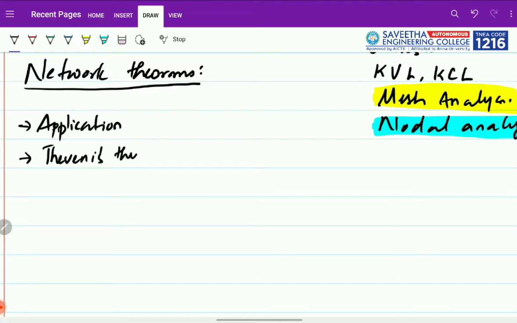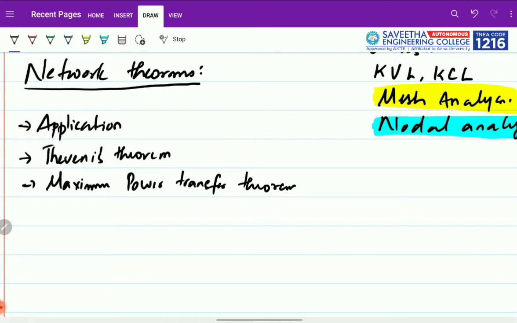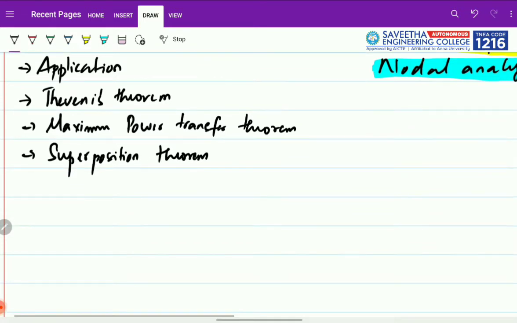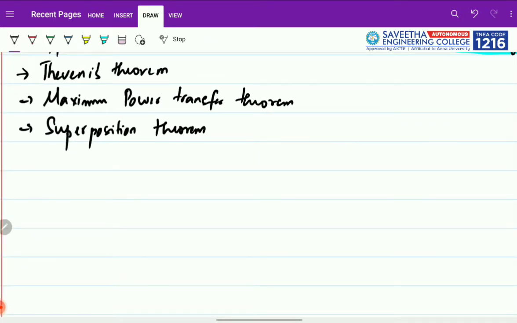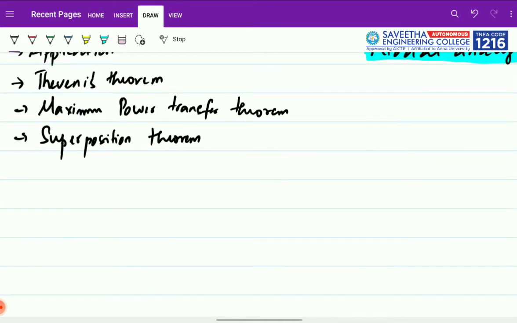Thevenin's theorem, the other one is maximum power transfer theorem. The last one is superposition theorem. There are still 4 more theorems, but I am concentrating on these 3 theorems as per your syllabus. There is a reason why you learn these 3 theorems. They are related to real-time applications.